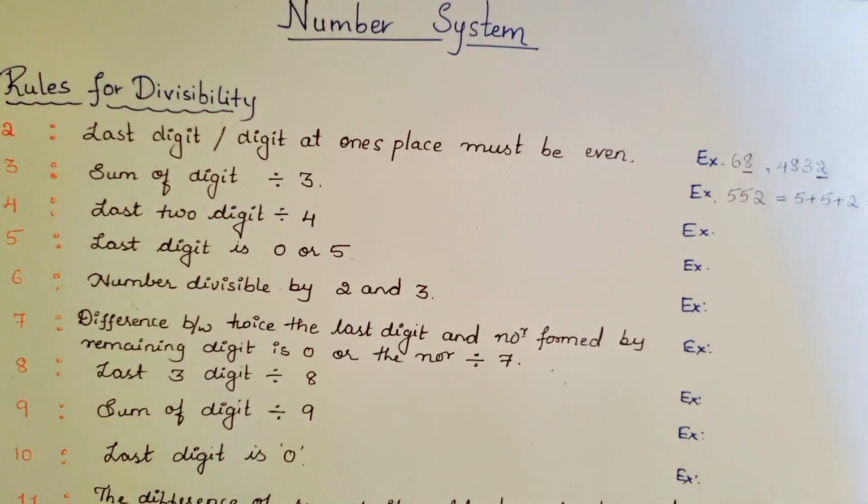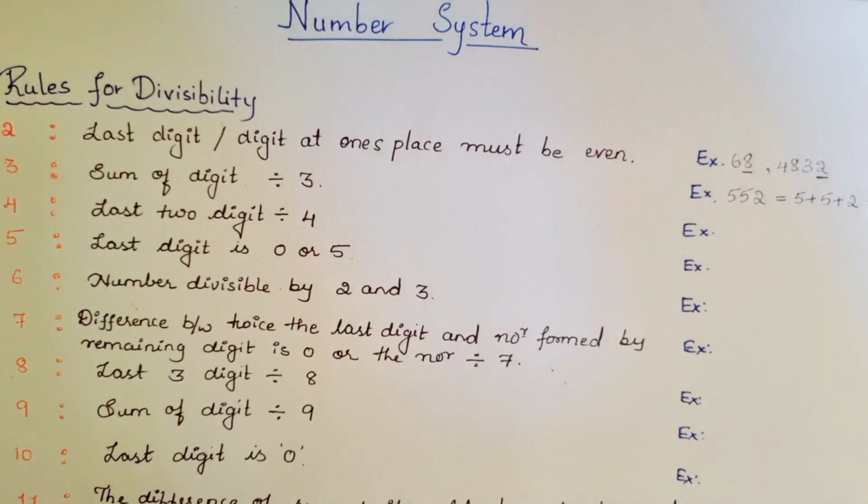Hi all, today we are going to study about number system and specifically in number system about rule for divisibility. So these tricks are useful when the given number is more than a 3-digit number and you are required to check its divisibility. So the first one is to check whether the number is divisible by 2.